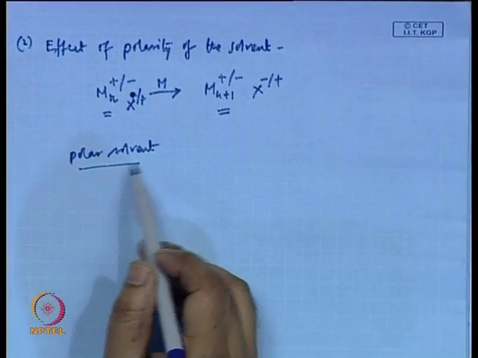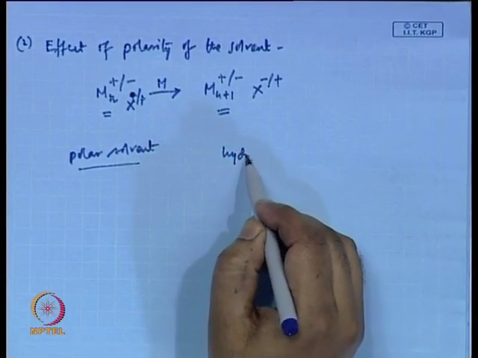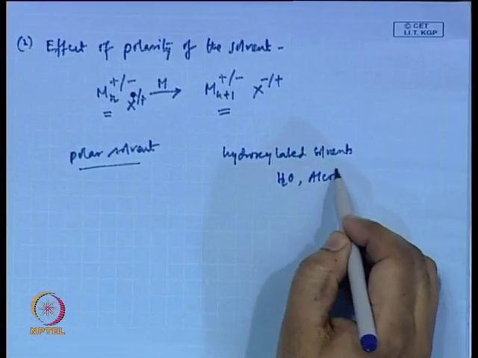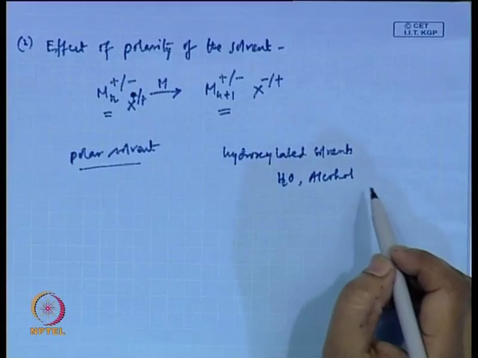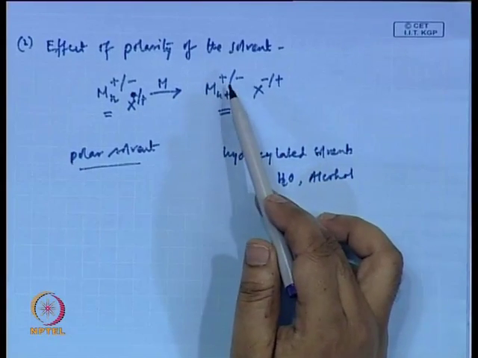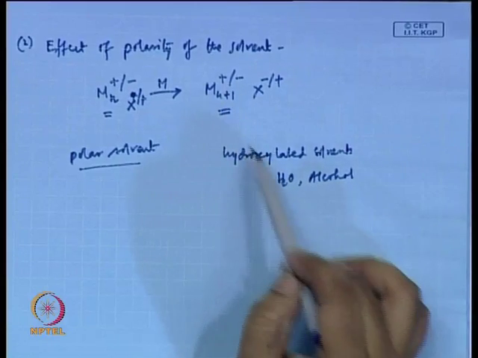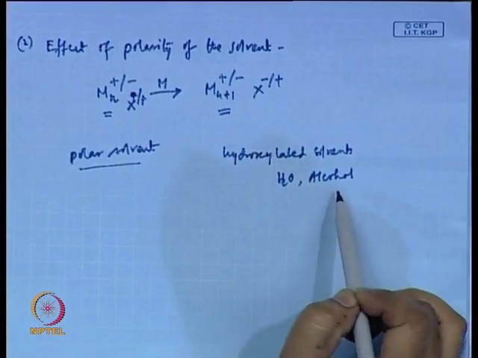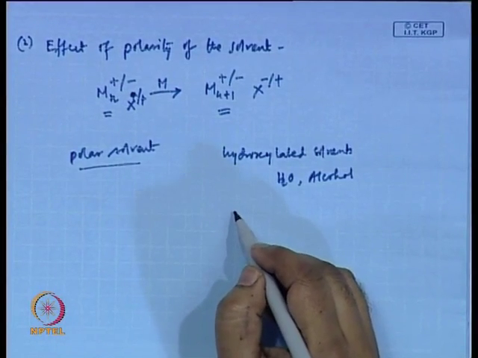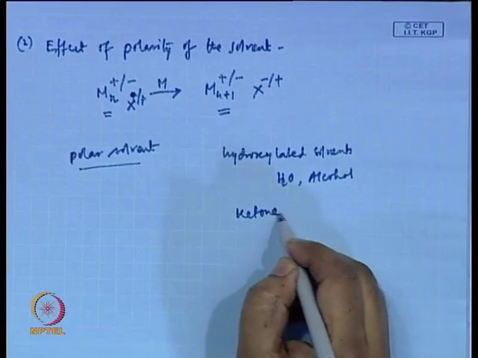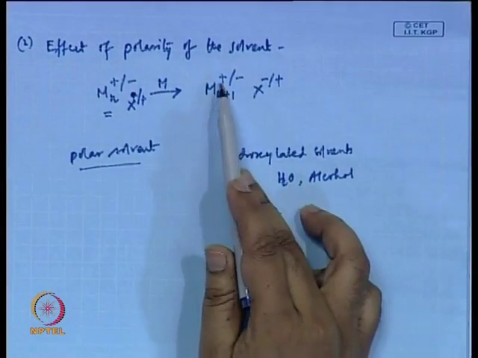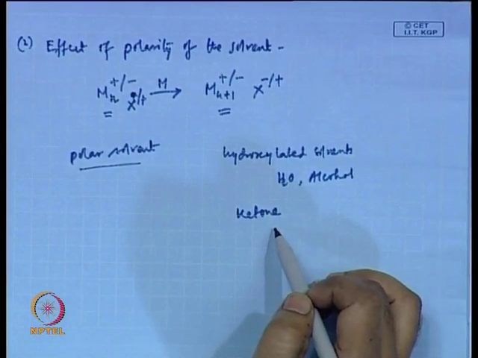Now, often if you use polar solvents, for example hydroxylated solvents like H2O or alcohol, these react very fast and very effectively with these ionic species and then stop the chain. So these ionic centers are destroyed by reaction with these hydroxyl molecules, H2O or alcohol. If you have other polar solvents like ketone, these ketones form complexes with this ionic species, and once they form a complex, the reactivity of these ionic species is lost. So you do not have an effective polymerization happening.